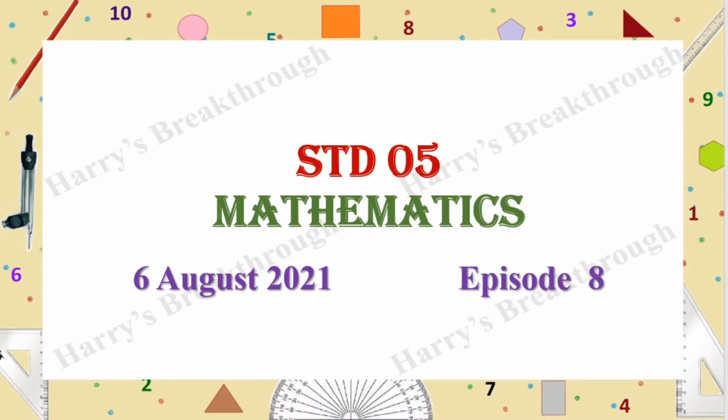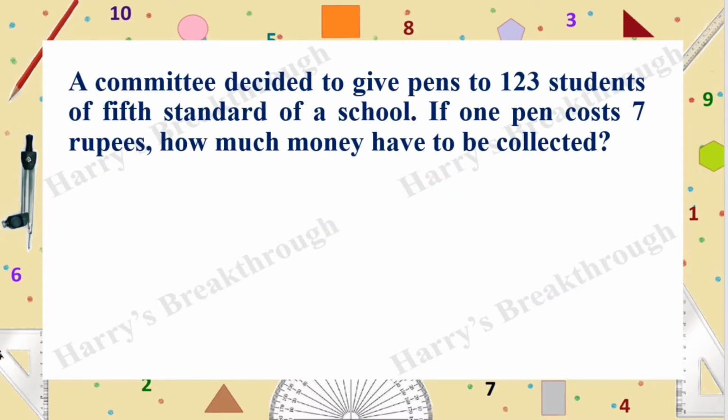Let's discuss a problem. A committee decided to give pens to 123 students of 5th standard of a school. If one pen costs 7 rupees, how much money do they have to collect? How can we find this? Here, the total number of students is 123 and one pen costs 7 rupees. So we have to multiply 123 by 7. 123 into 7. How can we multiply these two numbers?